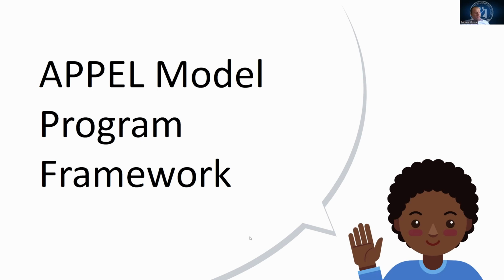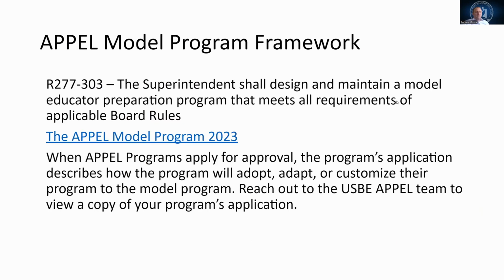All right. Next, we'll talk a little bit about the APPEL model program framework. R277-303 says the superintendent shall design and maintain a model educator preparation program that meets all requirements of applicable board rules. If your APPEL program was established within the last year or so, you probably use the 2023 model program, and everyone else probably used the 2020 model program. The primary difference in the updated 2023 version is that we eliminated a lot of requirements and redundancy in the old version, making it 6 or 7 pages shorter. That really just highlighted what the board rule requirements are. You should have a copy of your approved program. If you don't, you're welcome to reach out to us and we can email you a copy.